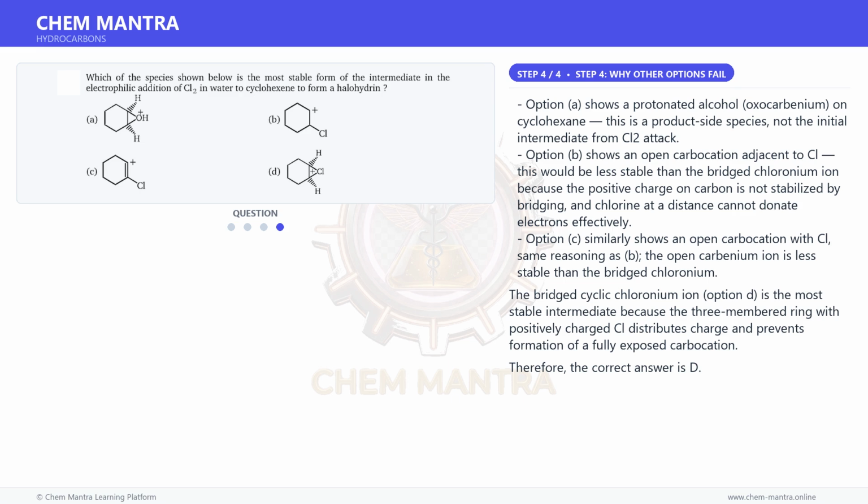Option C similarly shows an open carbocation with Cl. Same reasoning as B. The open carbenium ion is less stable than the bridged chloronium. The bridged cyclic chloronium ion, option D, is the most stable intermediate because the three-membered ring with positively charged Cl distributes charge and prevents formation of a fully exposed carbocation.